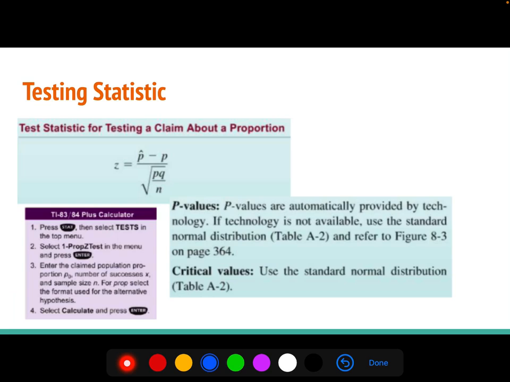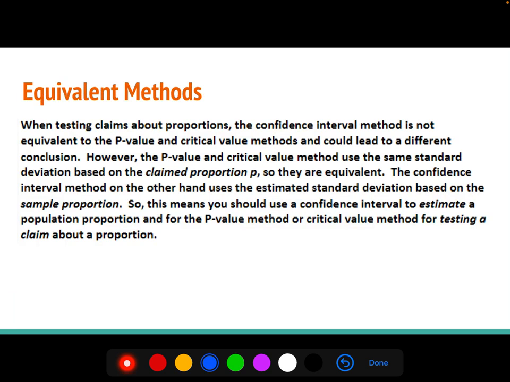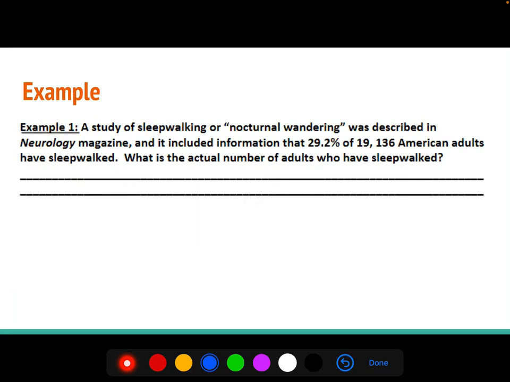Now a little bit more. The testing statistic is still Z, and that's how to find it there. You can still use your p-values from your table or the calculator, which I've been using, and you can see how you do that there. Now, some equivalent methods. You can test claims about proportions. The confidence interval method is not equivalent to the p-value and critical value methods, and it could lead to a different conclusion. Okay.